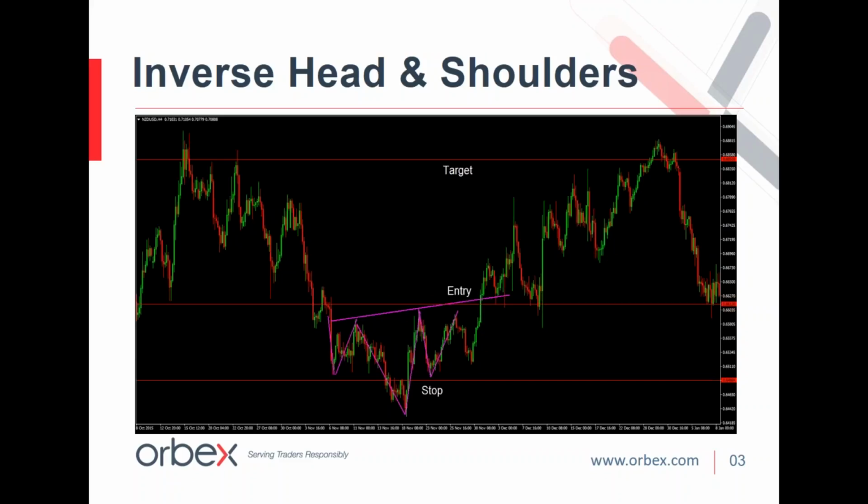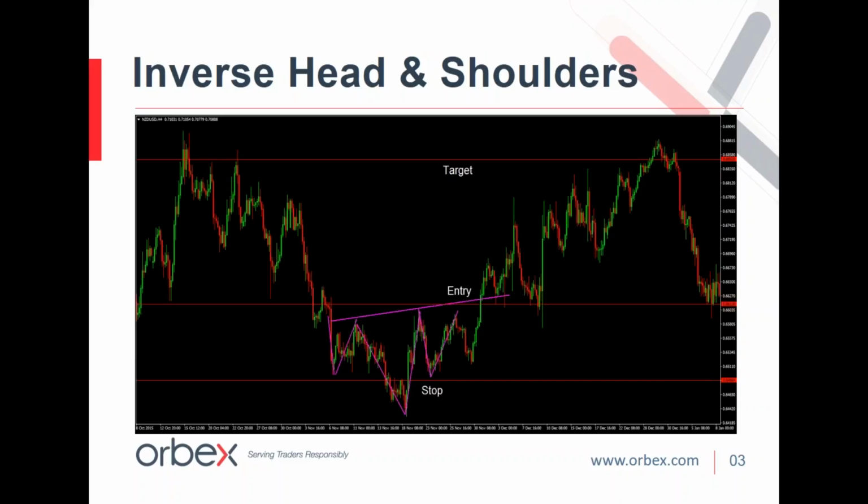And then what I'm looking for is price to move up to around the level where the right shoulder should be, and then I'm looking to identify a bearish reversal candlestick to confirm to me that this is likely to be a head and shoulders pattern, and I can go ahead and get short. So this is the key element to this trade.